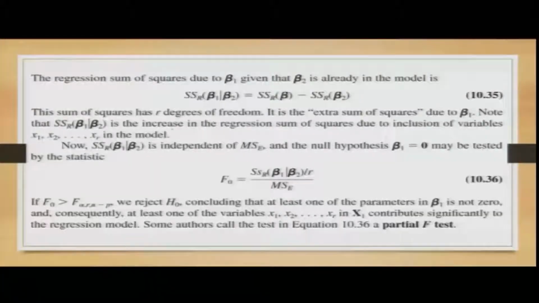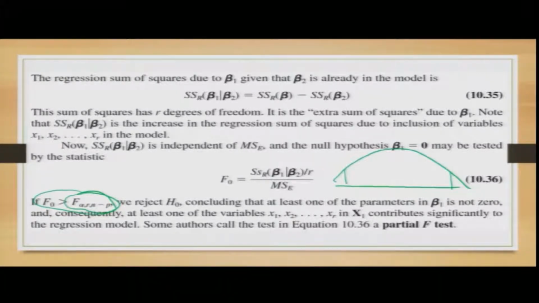So, if F naught is greater than this value, what is this value? I will just circulate. So, F alpha, again I am repeating, is this value. It is one sided, that is why it is not divided by alpha by 2. In the other equation we had the left hand side and the right hand side. Now you are taking only one side because it is either greater than or less than. So, it is greater than F alpha, R is the degrees of freedom coming from the addition, and n minus p is the degrees of freedom coming from the total.